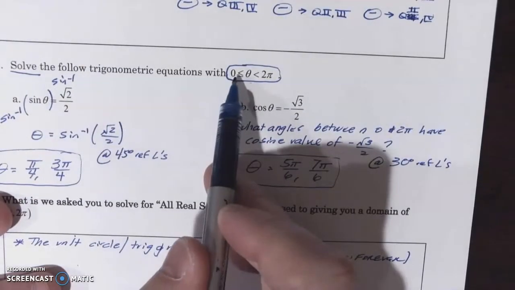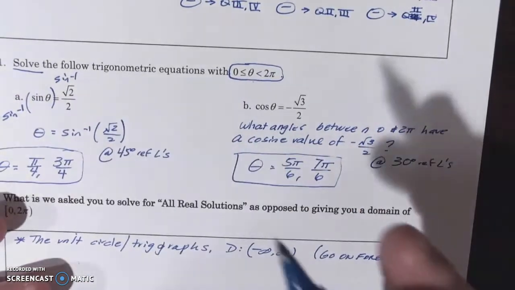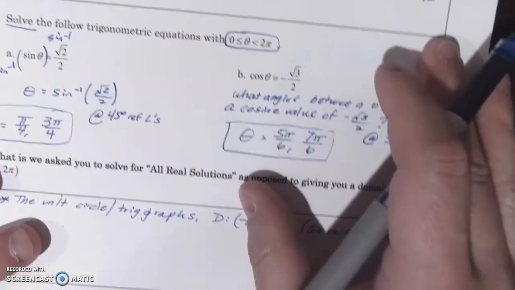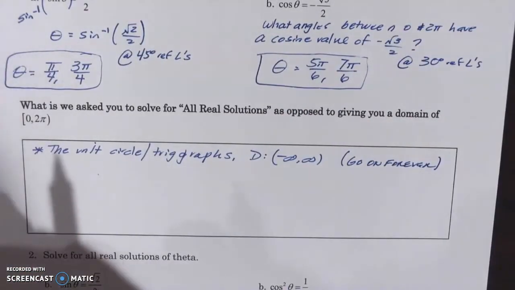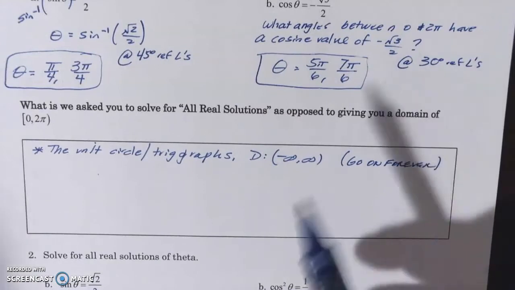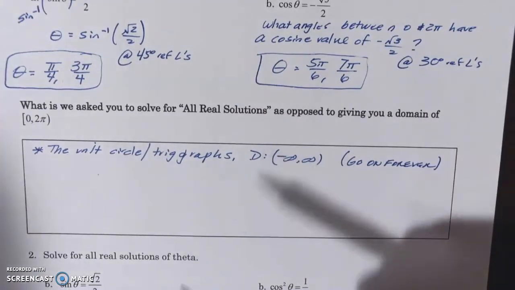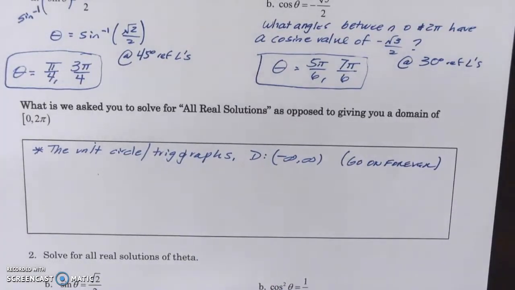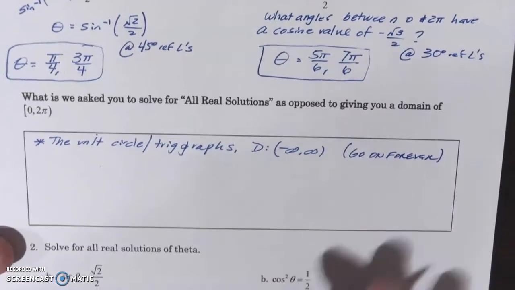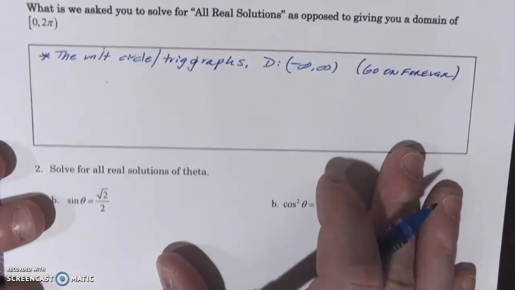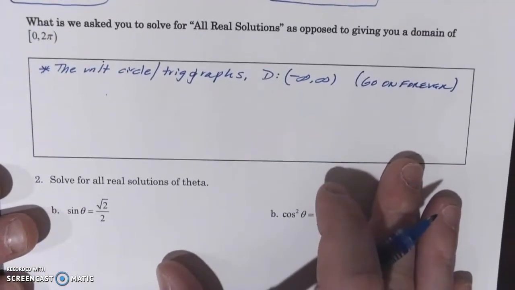Here, we restricted the domain from 0 to 2 pi, which will be one of the options, or 0 to 360 degrees. But if we ask you for all the real solutions, this is going to go back to something that we talked about when we were graphing trig functions, in terms of our asymptotes on the reciprocal functions. Let's actually do an example down here. Same question, sine theta equals root 2 over 2.